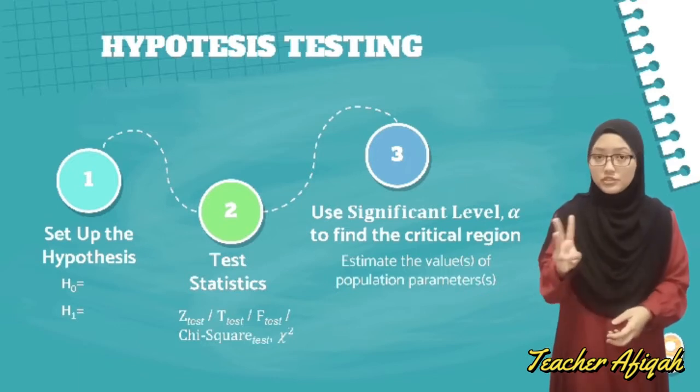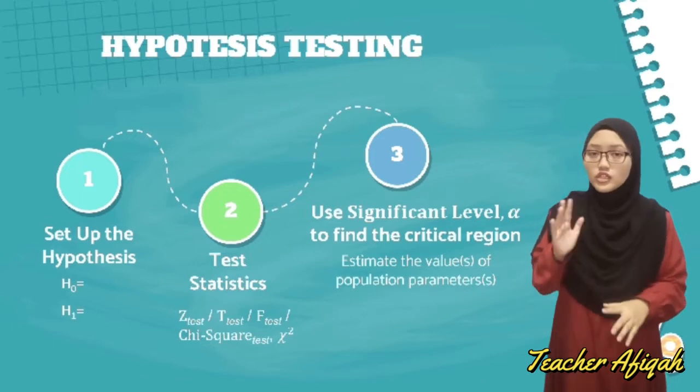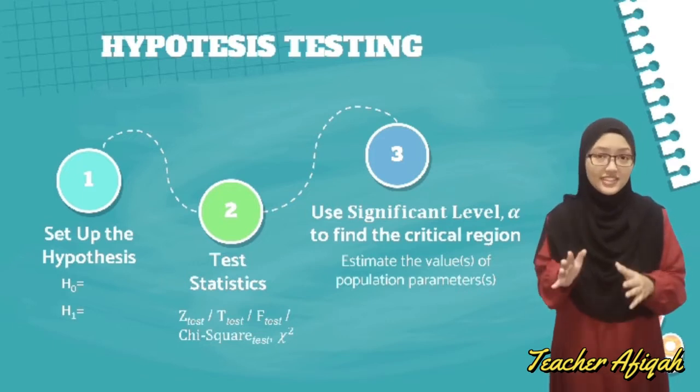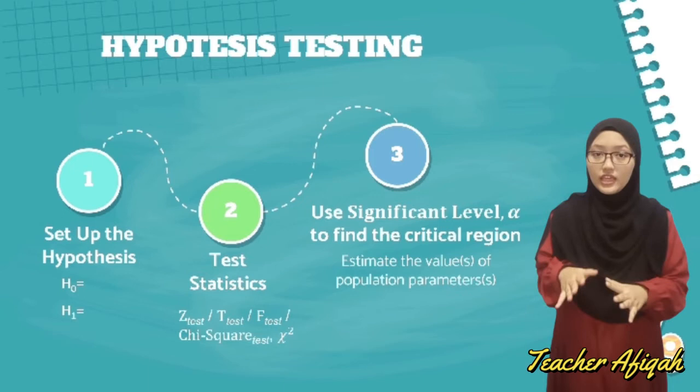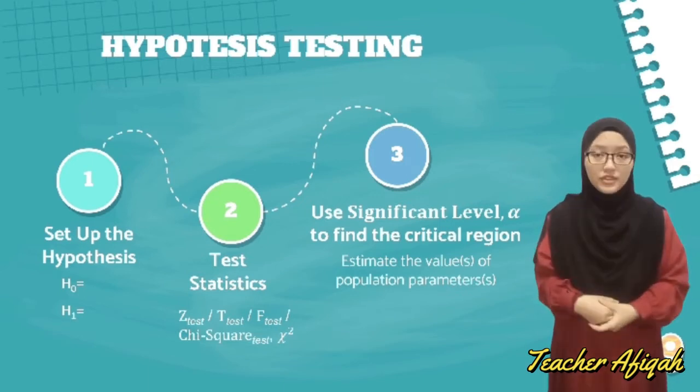And followed by step 3, we need to use the significance level to find the critical region. In these questions, they will state the percentage of the test, and then we estimate the values of population parameters by referring to the table of statistics.